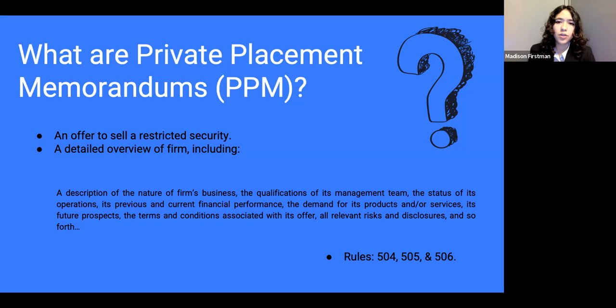Essentially, it gives an overview of the entirety of the business. It describes the qualifications of the management team. It describes the status of the business's operations, its past and current financial performance, the demand for its products and services, its future growth opportunities, the terms and conditions associated with the offering, relevant risks and disclosures, and so forth.